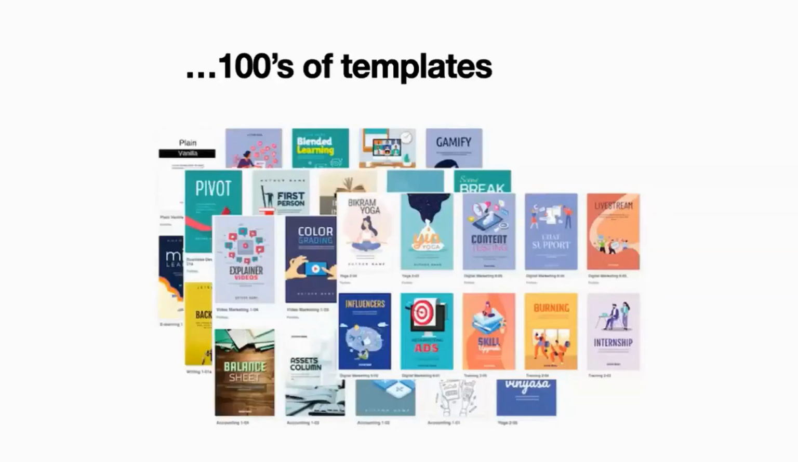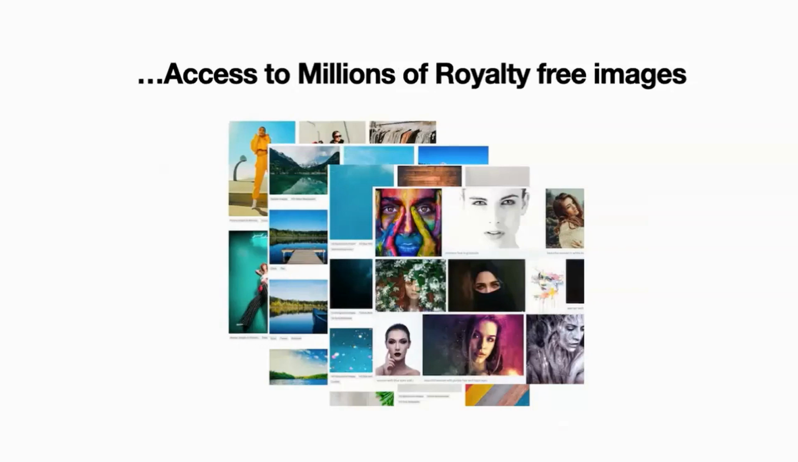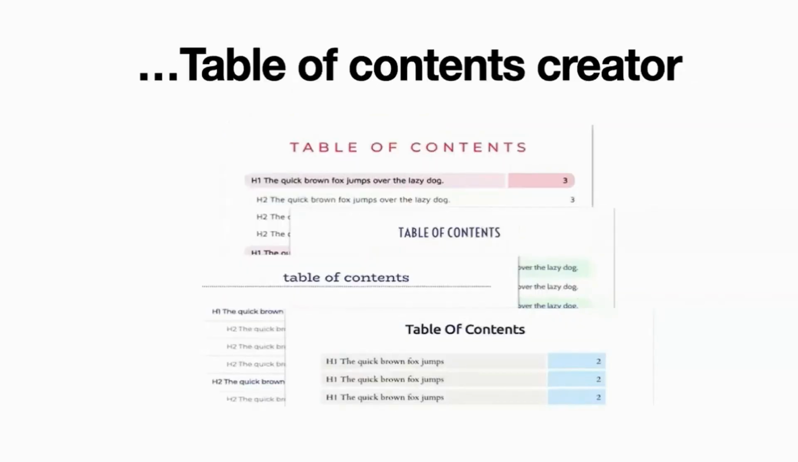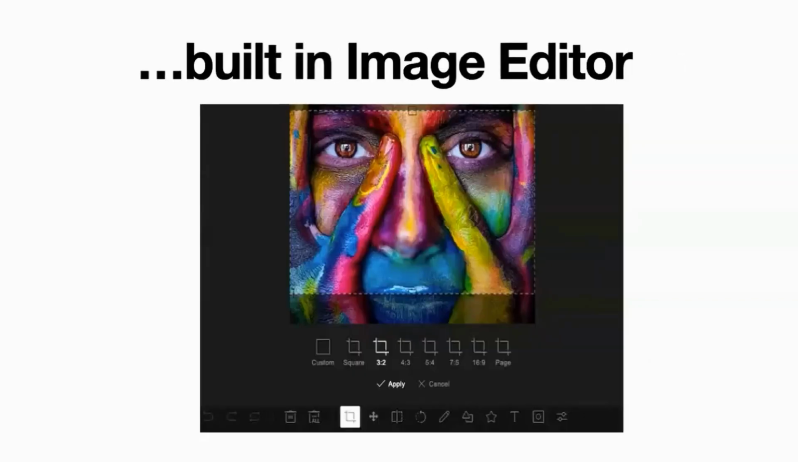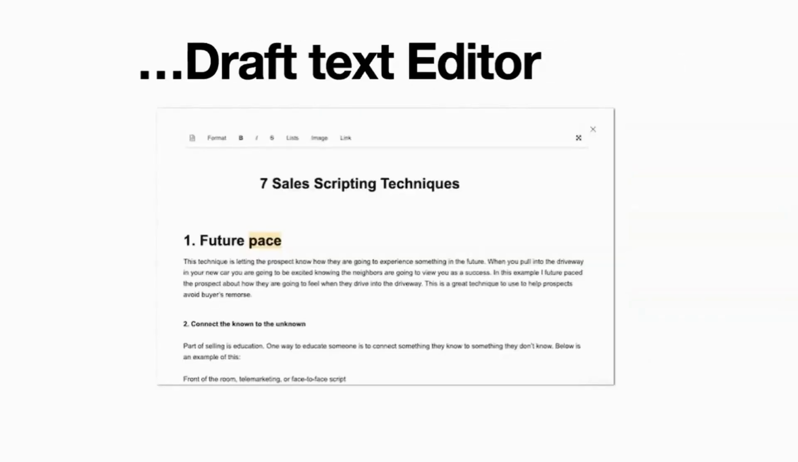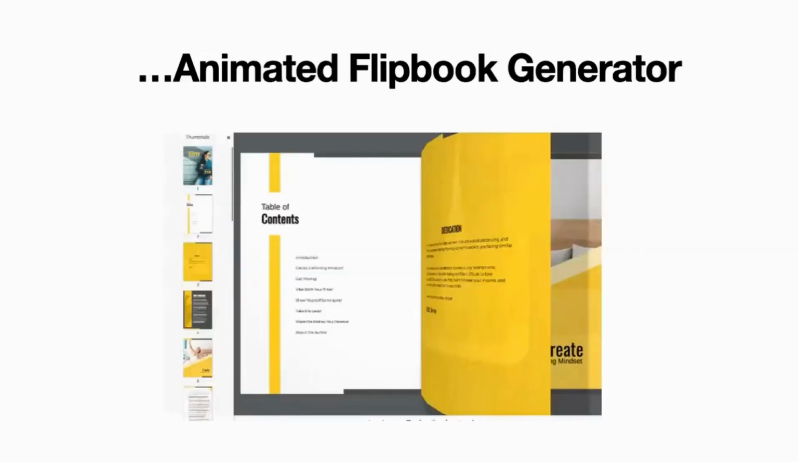You can use hundreds of templates and millions of royalty-free images. Designrr includes Table of Contents Creator, built-in image editor and animated flipbook generator. If you want, you can start creating an ebook from scratch. You can publish your work in 12 different page sizes.